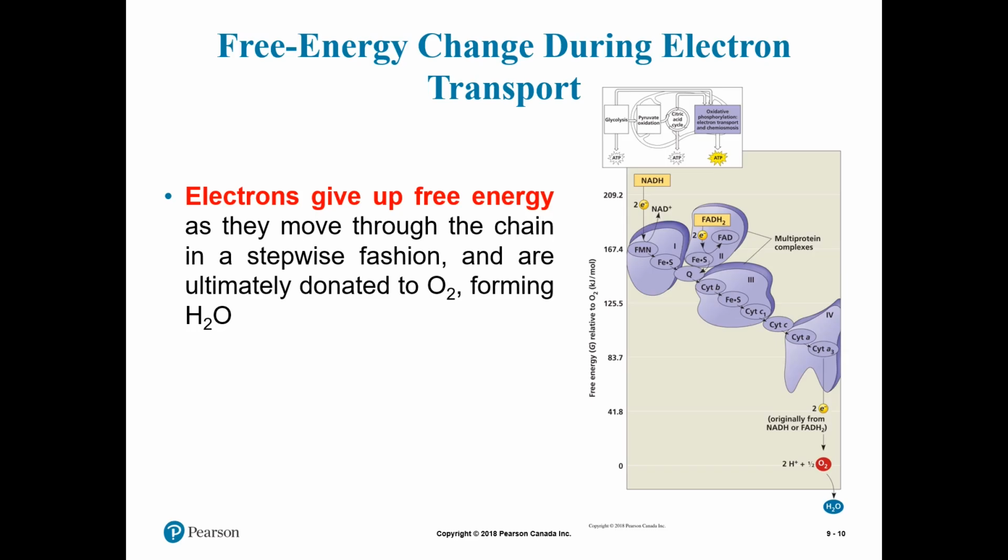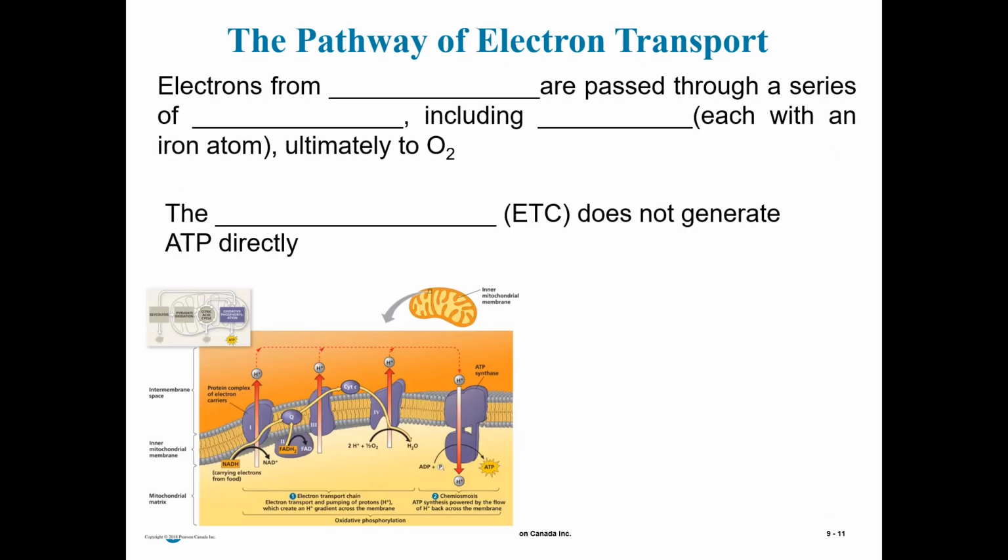So to summarize, we talked about all the multiple steps, how the electrons give up free energy, and as they have so many steps, they stop moving through the chain, and they ultimately donate to the oxygen forming water. Now I'm going to give you a few more concepts.